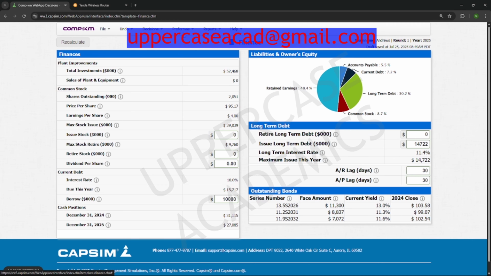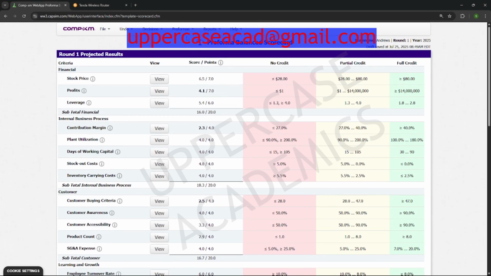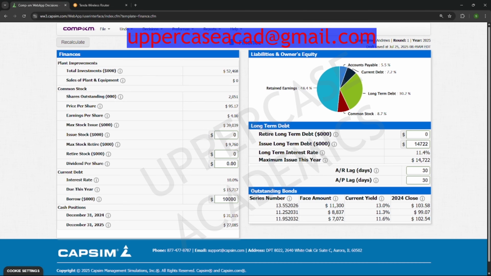Okay, let me check on my balance scorecard to see if there is any change. Now I'm projecting to get 64.9 out of 80. So I'll come back to my finance. So this is my projected cash position. So I feel like I've made enough good decisions, which will set me very well for my first round.